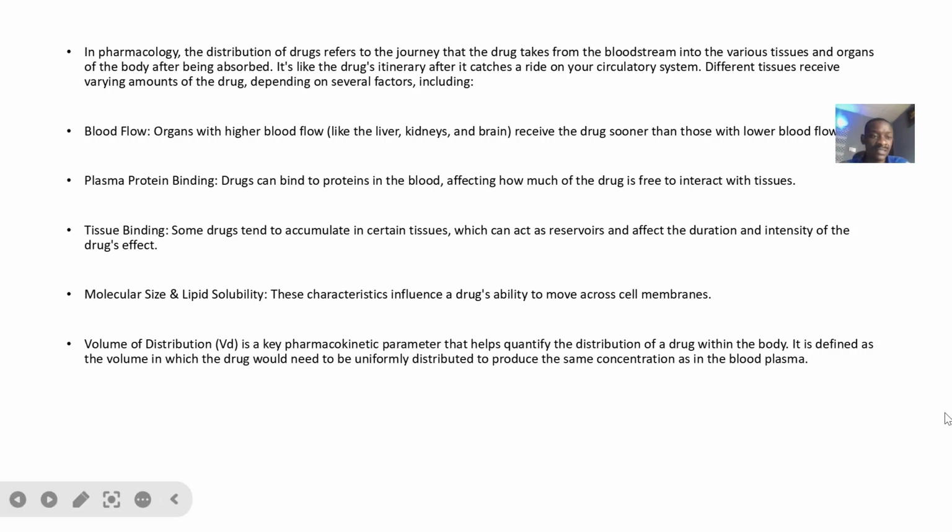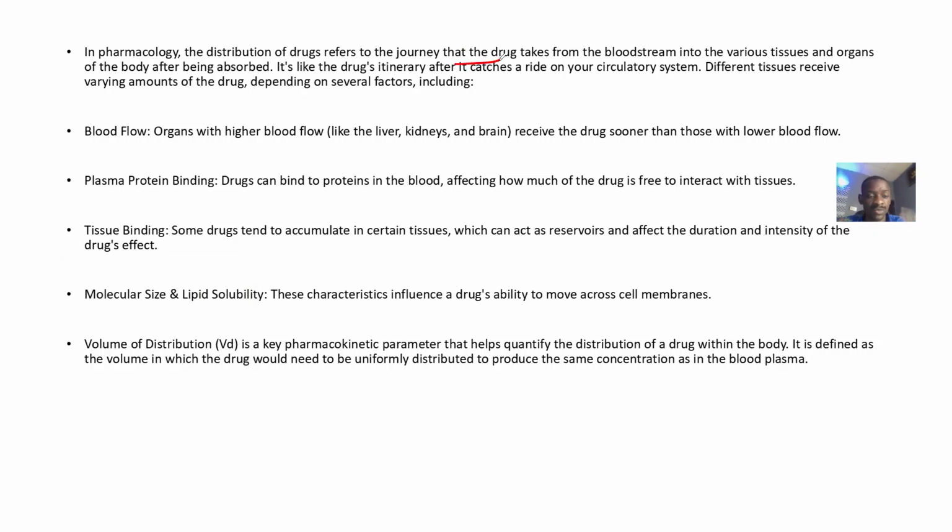So in pharmacology, the distribution of drugs actually refers to the journey that the drug takes from the bloodstream into various tissues and organs of the body after being absorbed. Okay. So it is like the drug's itinerary after it catches a ride on your circulatory system. So where does the drug actually reach once it gets into your circulatory system? Different tissues receive varying amounts of drugs depending on several factors.